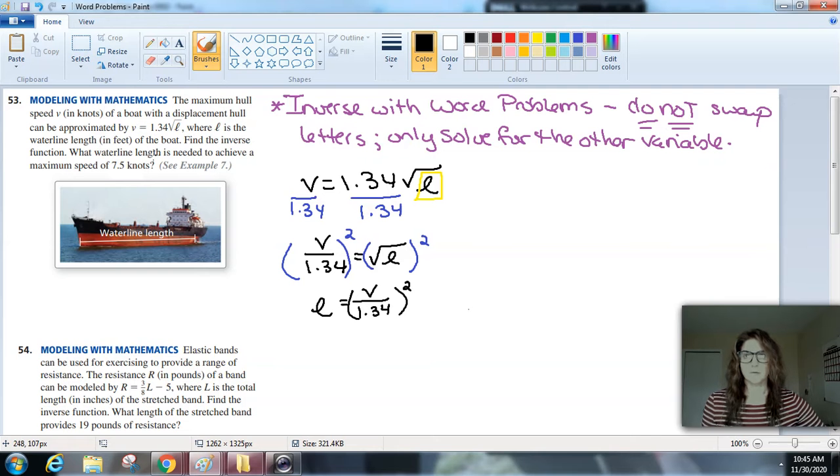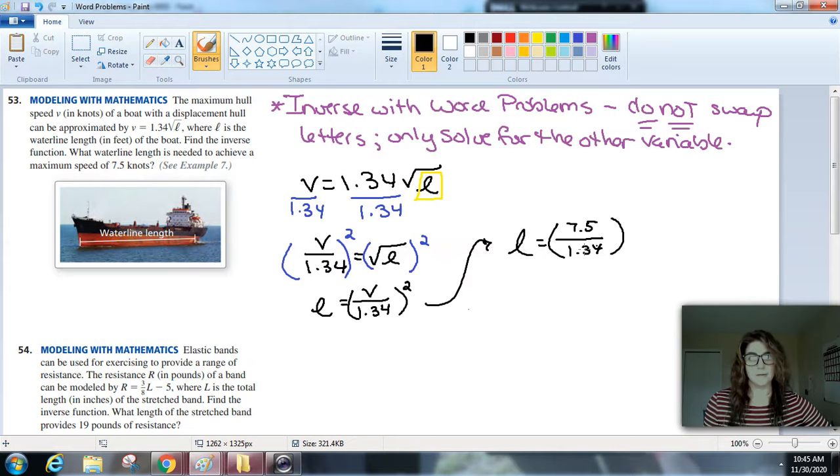So it says, what's the waterline length to achieve a maximum speed of 7.5 knots? Well, from here, I can just simply put in the 7.5 for the V, because that's speed, and then put that in my calculator, and we get about 31.3 feet. Okay. Now, it doesn't mean I couldn't solve the problem where it was given. I could have put 7.5 in here and had 7.5 equal 1.34 square root of L and solved for L.